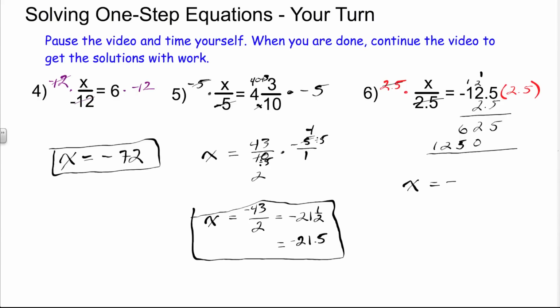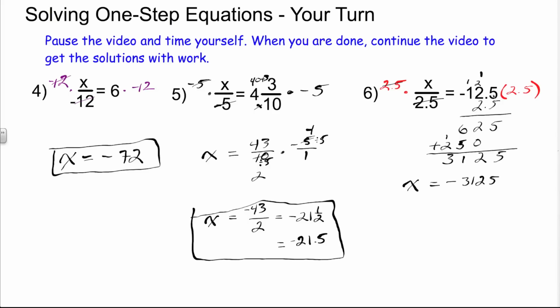Add these two together. 5 plus nothing is 5. 2 plus 0 is 2. 6 plus 5 is 11. Carry the 1. And 2 plus 1 is 3. So the answer here, 3125. Now we have to put the decimal in.